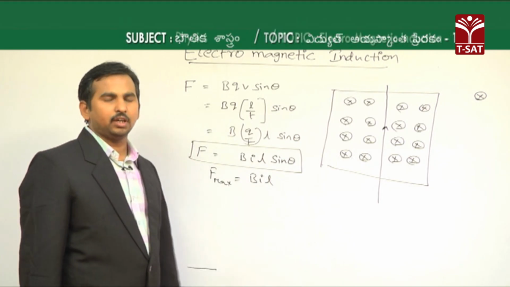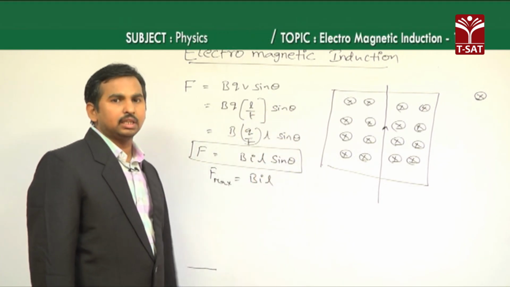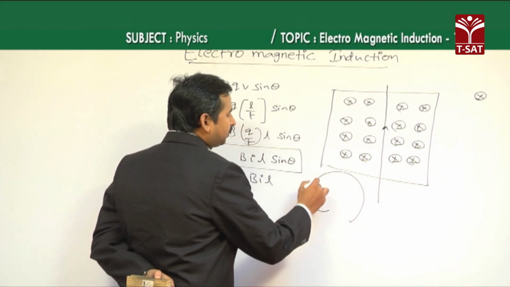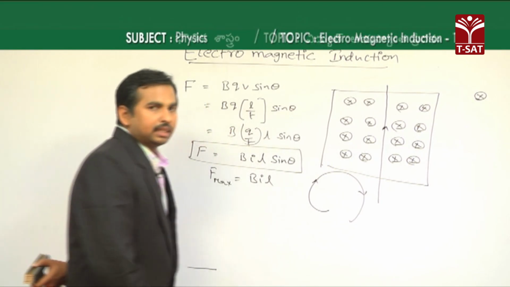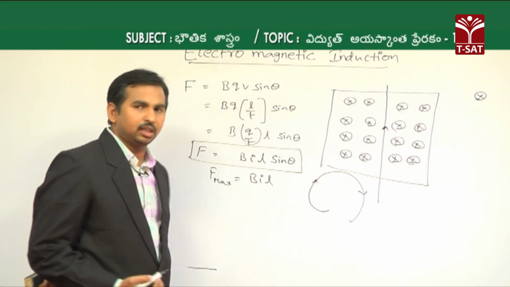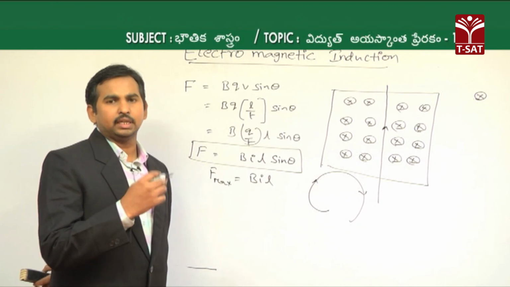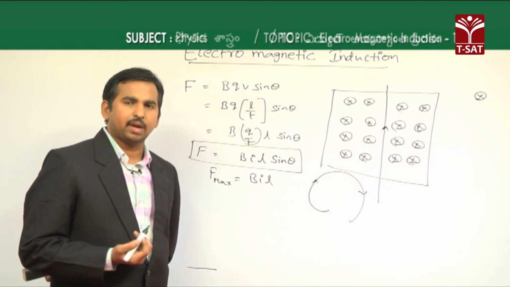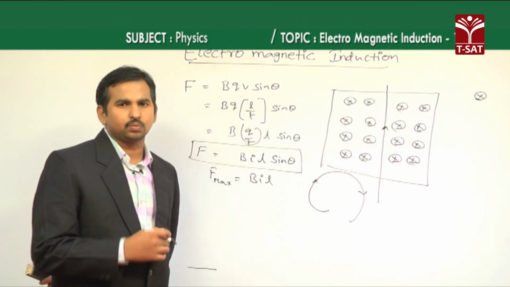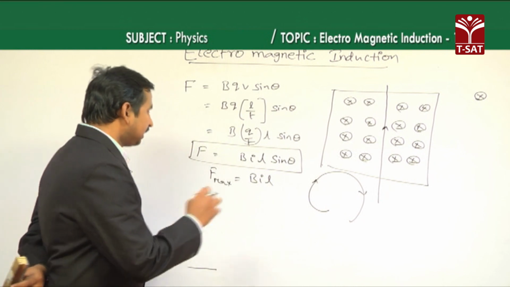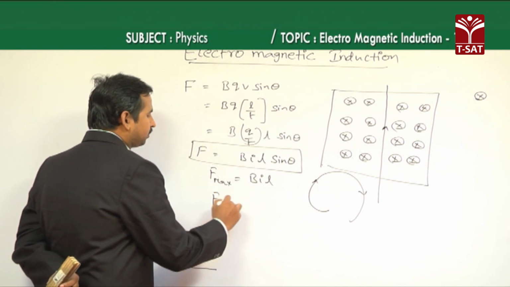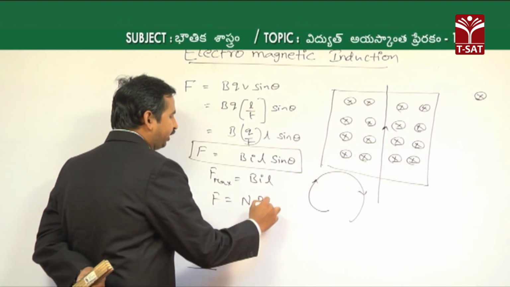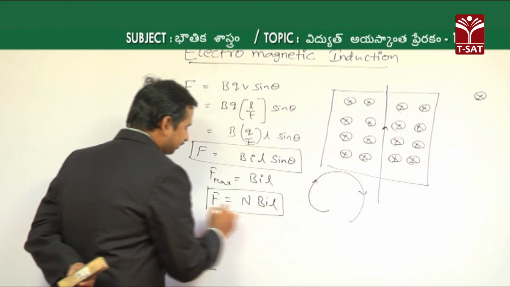For example, if you are taking a circular coil in place of that straight conducting wire, then the magnetic field also depends on the number of turns of the coil. The more turns you have, the magnetic field strength also increases, so the force acting also increases. Then the new formula becomes F directly proportional to the number of turns, that is why F is equal to N into BIL, like this.